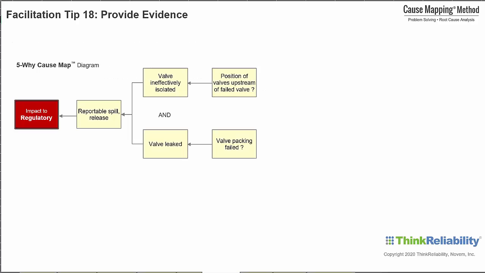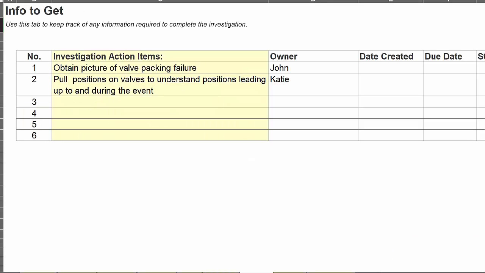So looking at a 5-why cause map that impacted our regulatory goal, we had a spill or release because a valve was ineffectively isolated and it leaked. So both of those causes were required to produce the spill. But there were questions surrounding both of those branches. The team didn't know why the valve was ineffectively isolated or why it leaked. They did throw out some possible suggestions, and we documented those with the question mark.